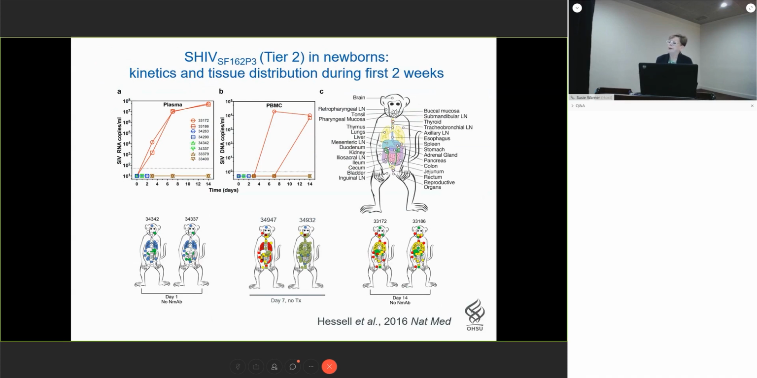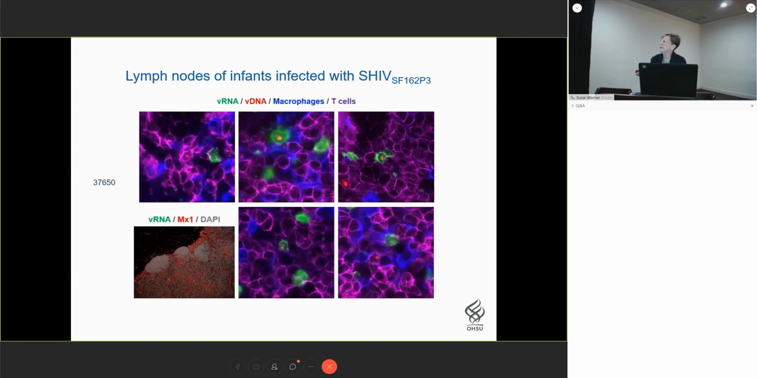And importantly, as I'll show you in a few moments, this virus maintains an extremely high level of plasma viremia for the duration of the experiment. And we intentionally chose this model because we wanted this model, which we consider to be a really high bar, with which to test the bNAb.